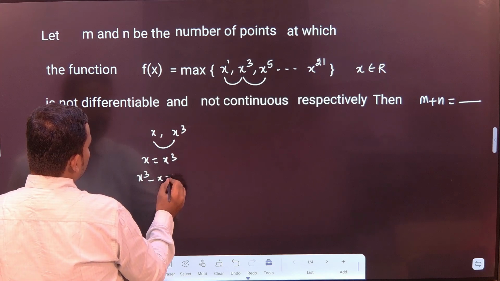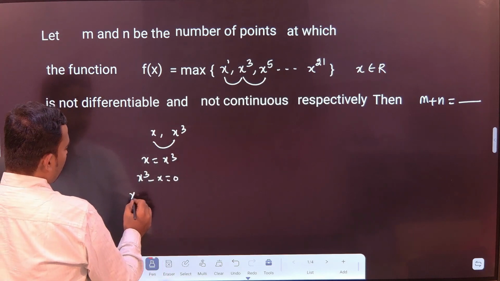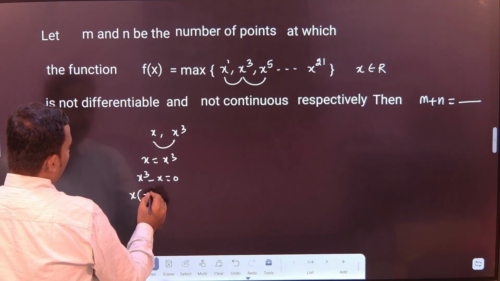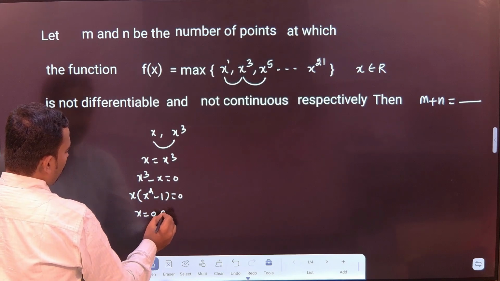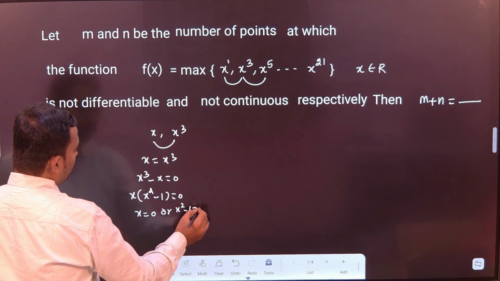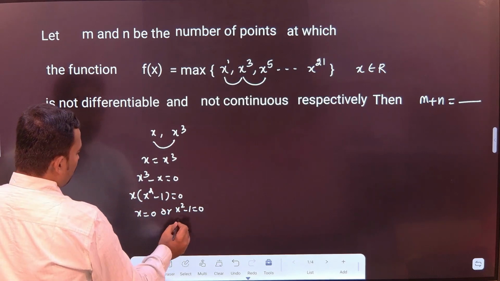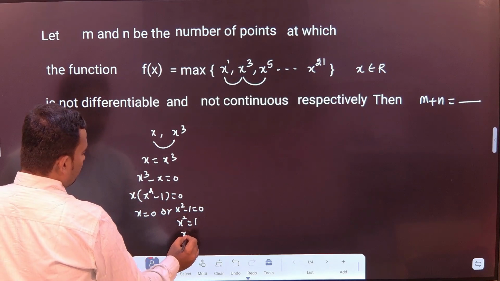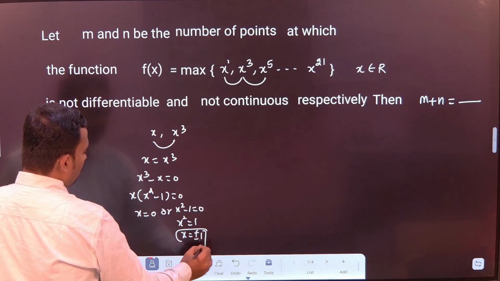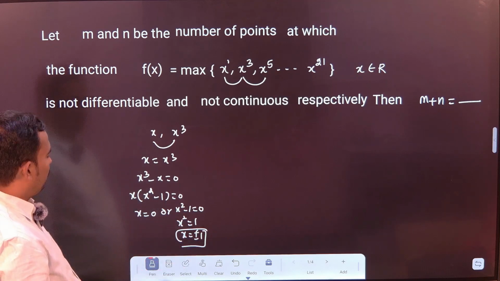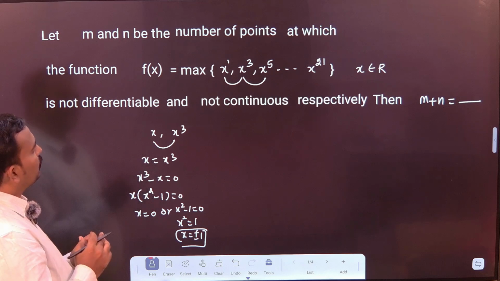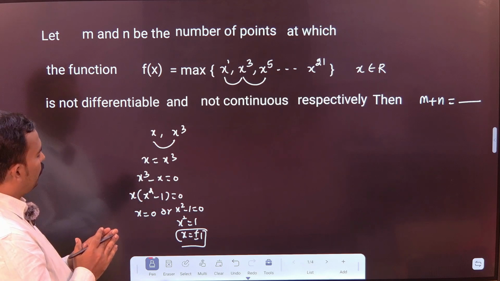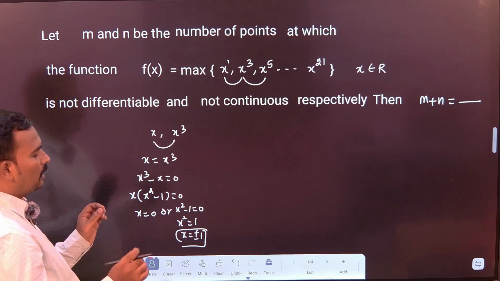x cube minus x equal to 0. Then if you take x common, x square minus 1 equal to 0. Either x is equal to 0 or x square minus 1 equal to 0. Clear? So therefore x square is equal to 1, x equal to plus or minus 1. So we found that these curves intersect at plus 1, minus 1 and 0.